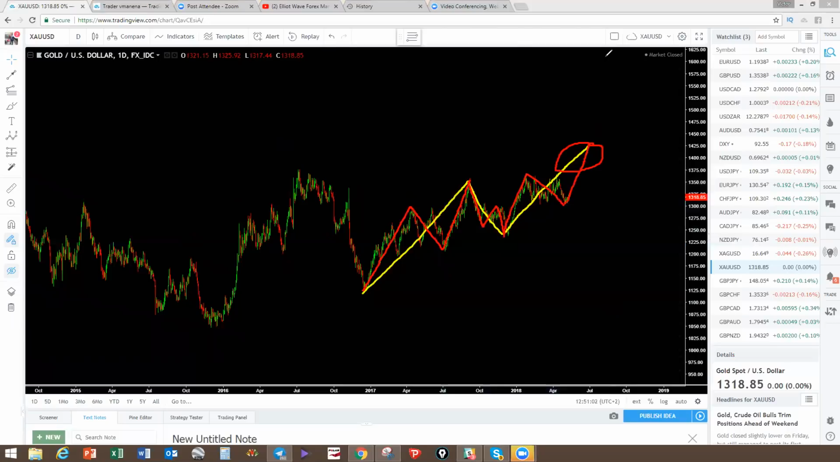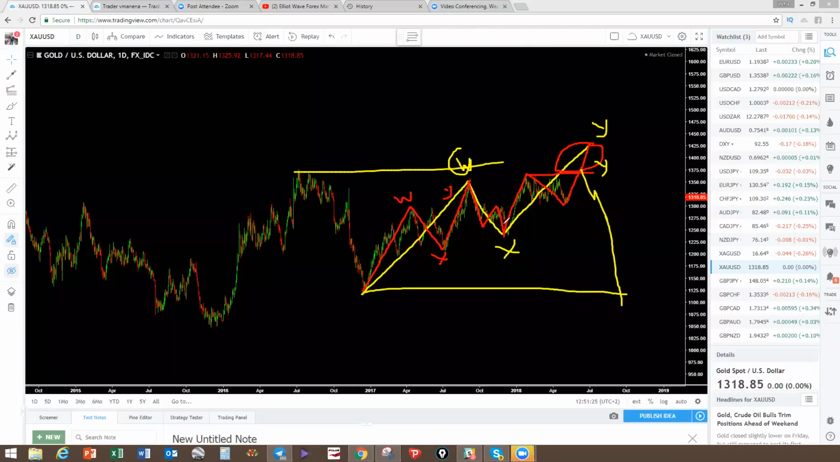is if this one gives us a truncated, okay, this is WXY here. Higher degree is W, X, Y. If this one truncates here, then the Y is going to come here and we're going to get a move to the downside. And remember, what we're trying to complete is this structure. We want this to take this top here so that we can get this.